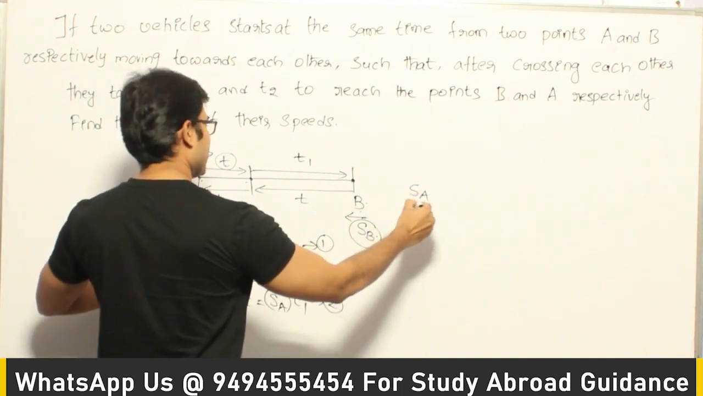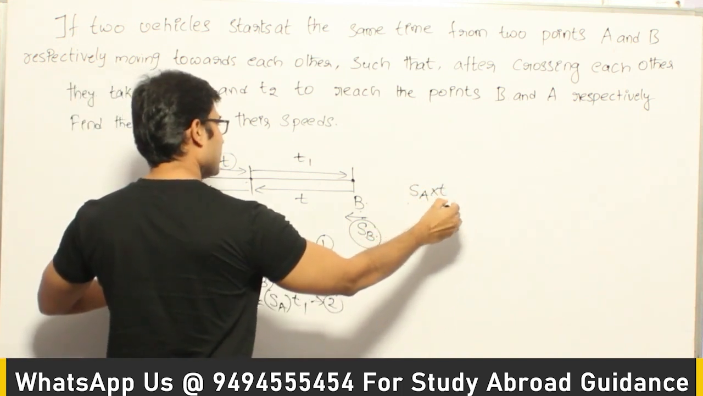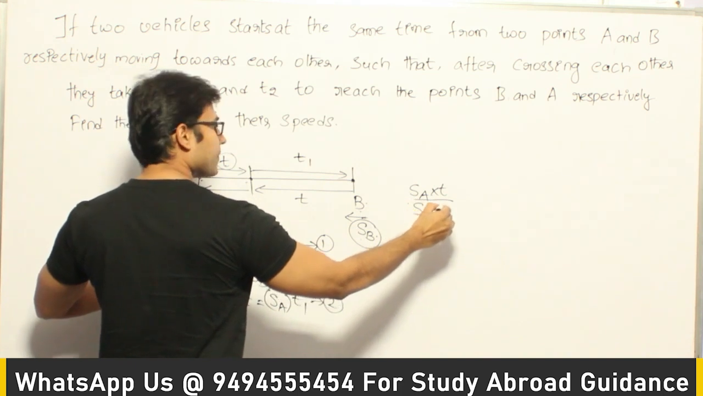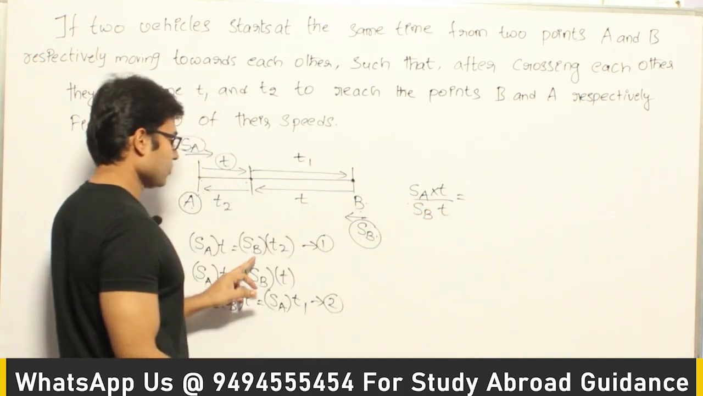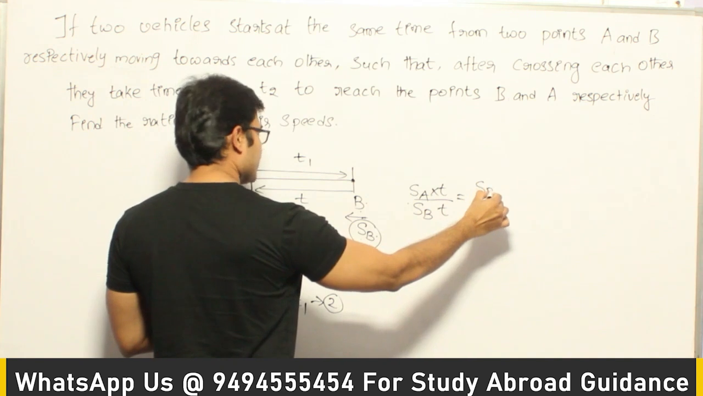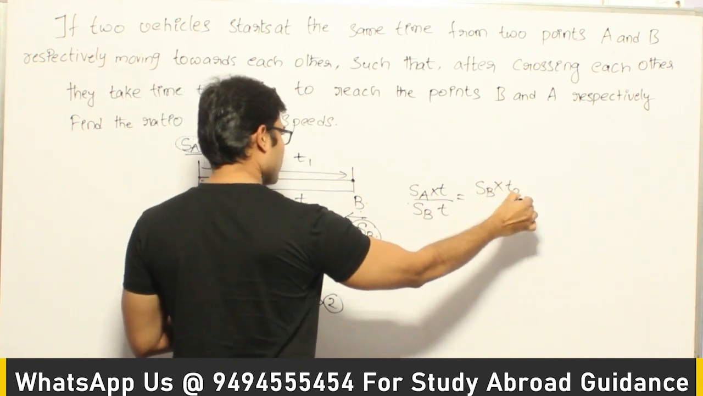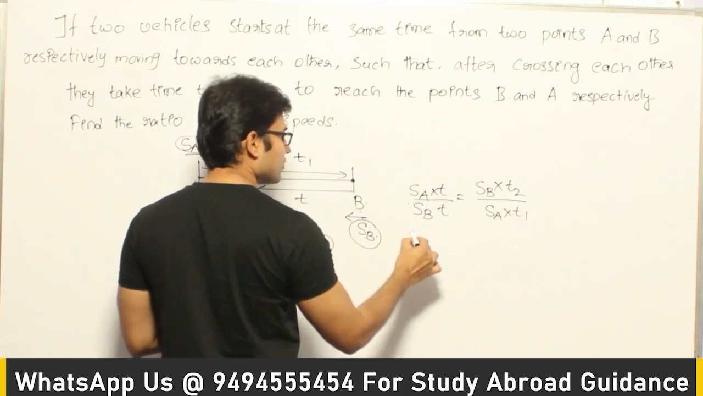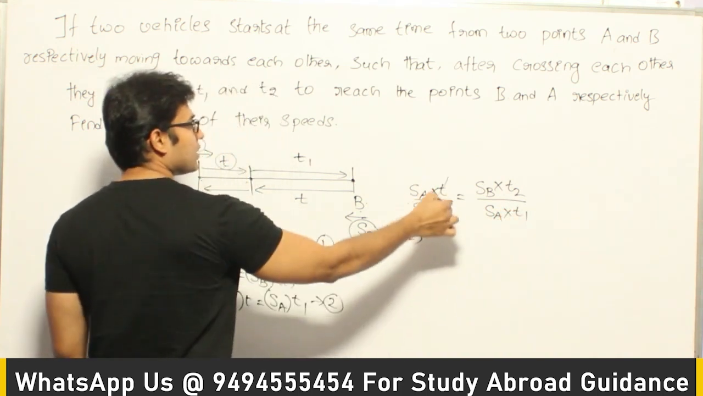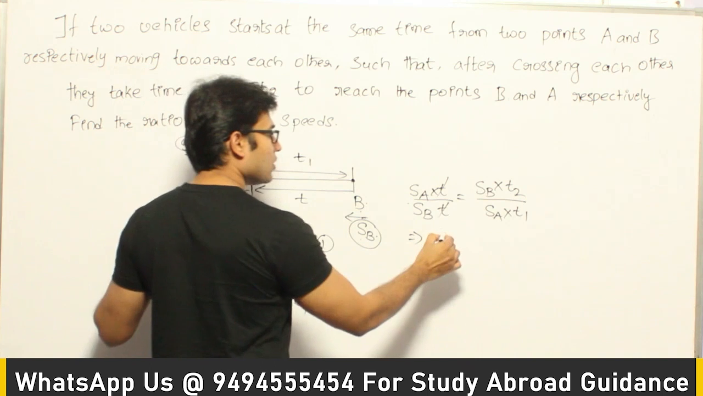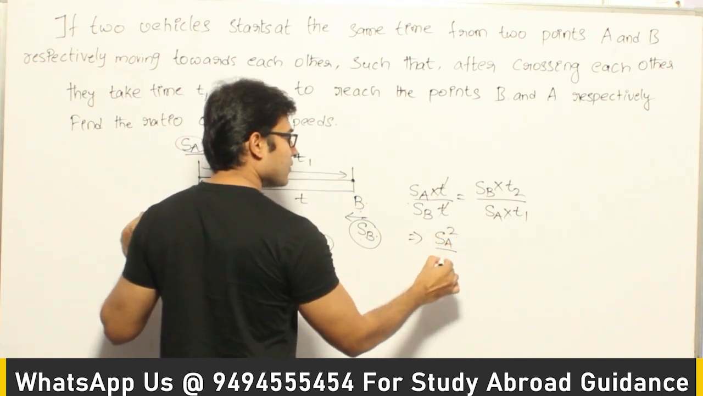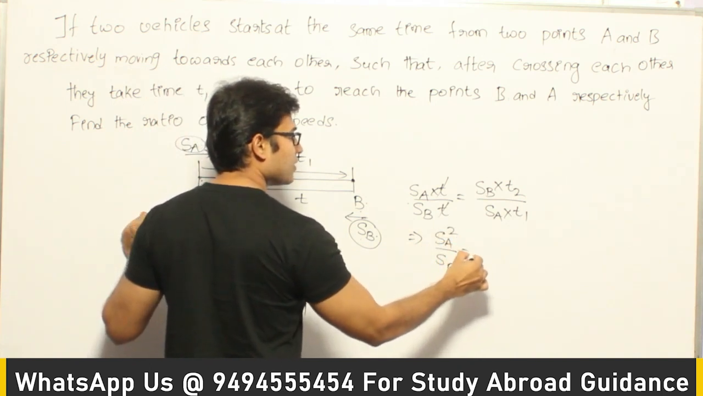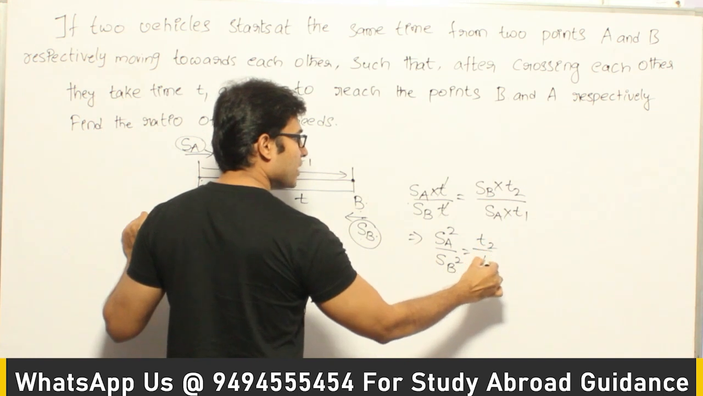SA into T1 into T divided by SB into T is equal to SB into T2 divided by SA into T1. Now what do you get here? So T and T will get cancelled, so SA square divided by SB square is equal to T2 by T1.